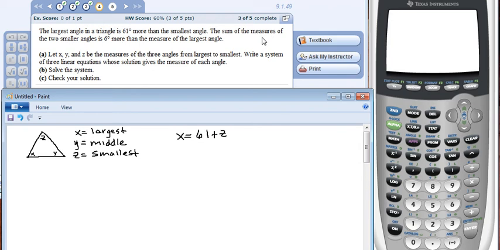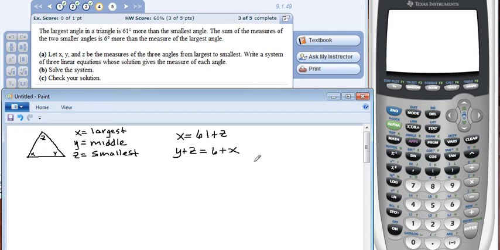Now I'm going to translate this one. The sum of the measures, what does sum mean? Addition. The sum of the measures of the two smaller angles is. I stop there. What are my two smaller ones? Well, I've got y plus z. The sum of my two smaller angles is equals. More than, remember, is plus. 6 more than the largest, which is x. 6 more than x. Here's my second equation.